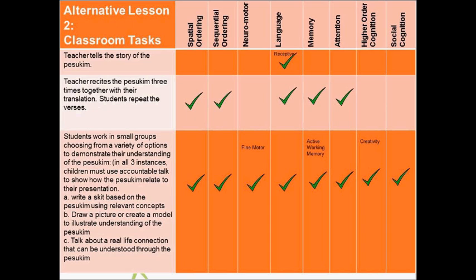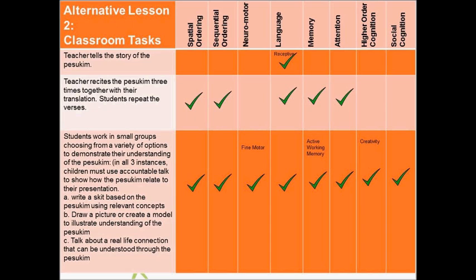So there's 3 different instances or things that they can use below. 3 tasks. One is to write a skit based on the psukim using relevant concepts. The second would be drawing a picture or creating a model to illustrate their understanding of the psukim. And the third is to talk about a real-life connection that can be understood through the psukim.